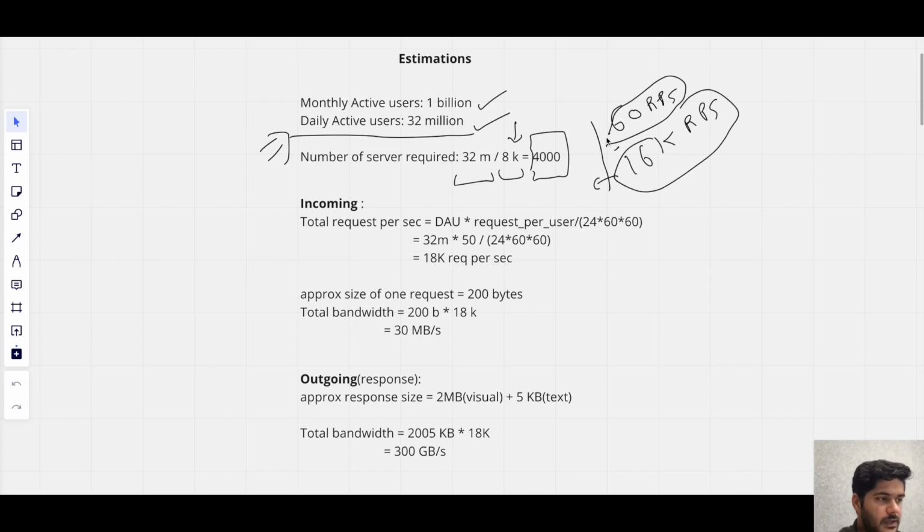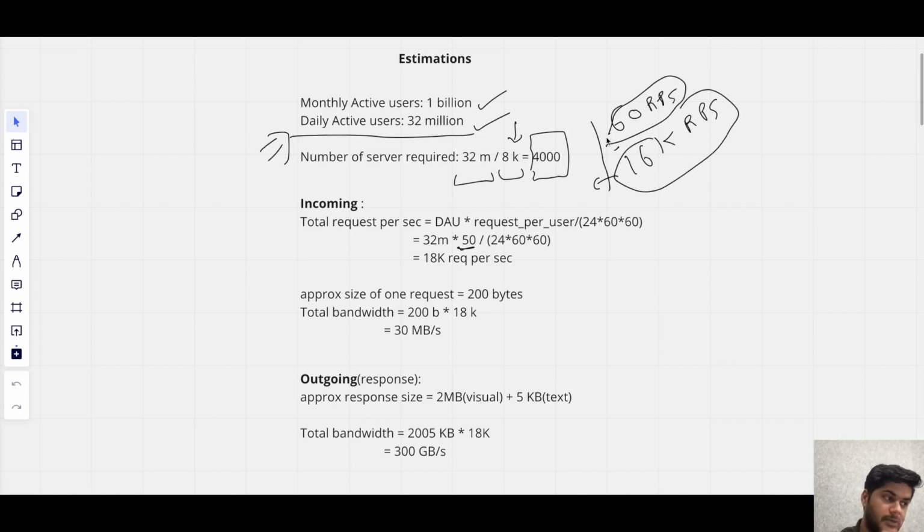So think of basically we have our daily active users, and one user can send multiple requests. So I'm just taking a worst case that one user can send maximum 50 requests in a day. So I'm taking this as an upper bound. Normally we do not send this much to Google Maps, but I'm taking a worst case scenario. If every user will send 50 requests every day, right?